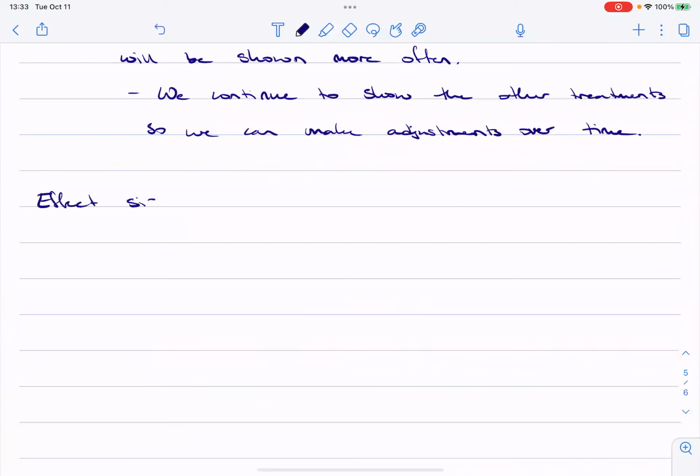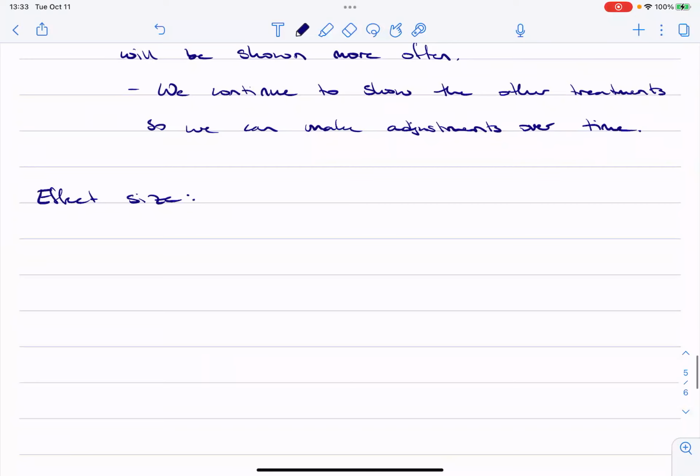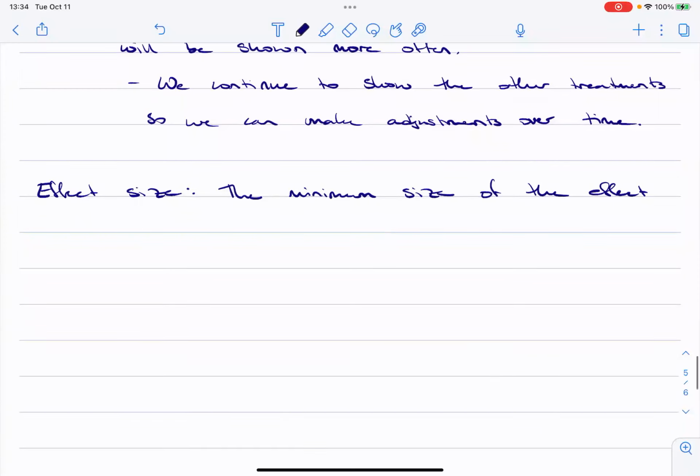So the effect size is the minimum size of the effect that you hope to be able to detect. If the difference is not large, then it's not that important. So it's going to be the minimum size of the effect you hope to be able to detect.